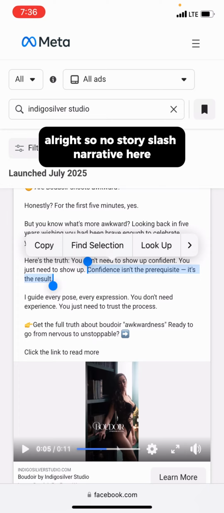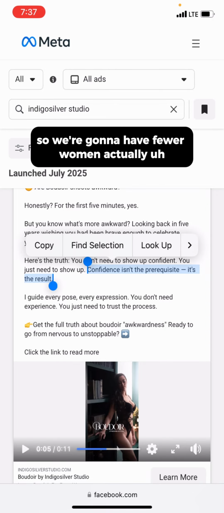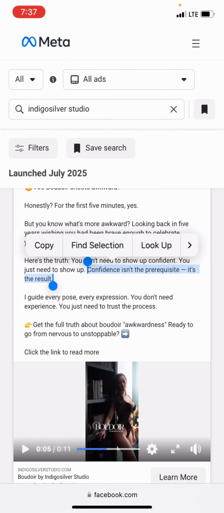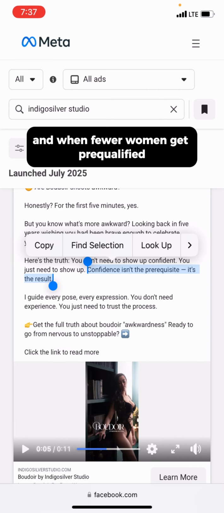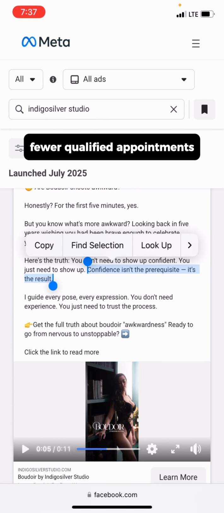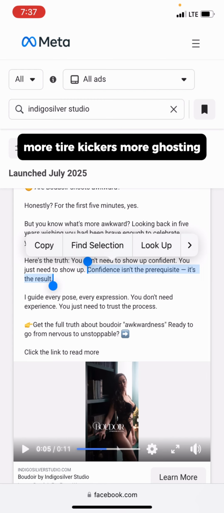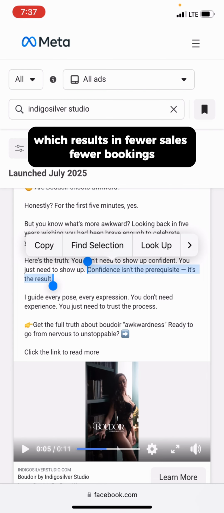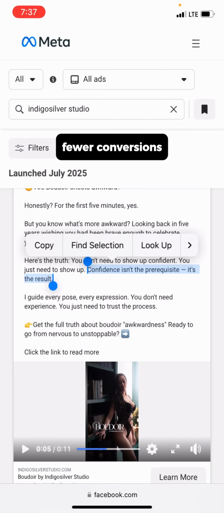All right, so no story / narrative here. So women reading this are not feeling like we're specifically for them. So we're gonna have fewer women actually finish reading the ad copy. So fewer women getting pre-qualified. And when fewer women get pre-qualified, we're going to have fewer qualified leads, fewer qualified appointments, more price hunters, more price objections, more tire kickers, more ghosting, which results in fewer sales, fewer bookings, less revenue, lower ROAS, fewer conversions.